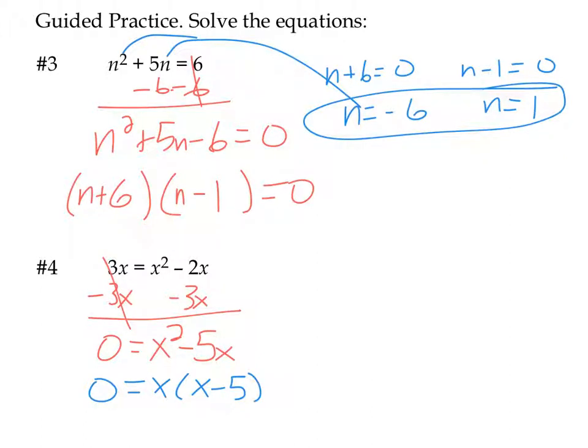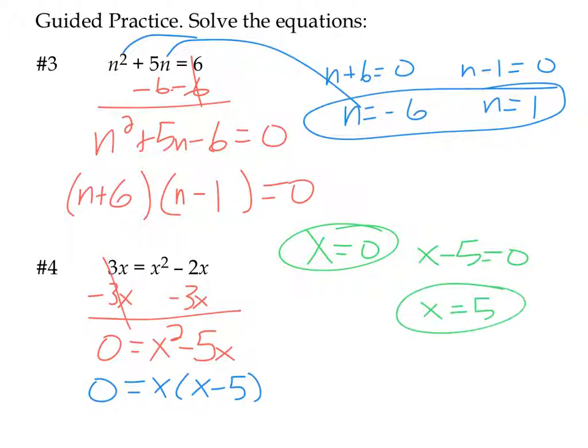When you get a problem like this, don't forget this is one of the factors. You need to set x equal to 0. Just like up here, you had two factors, n plus 6 and n minus 1. You set them each equal to 0. Down here, set each factor equal to 0. So you're going to have x equals 0 and x minus 5 equals 0. So x equals 0 is solved already. The second one, you can add 5 to both sides and get x equals 5. And now you've got your two solutions for this equation, which again, you could plug back in and check and make sure that it works.